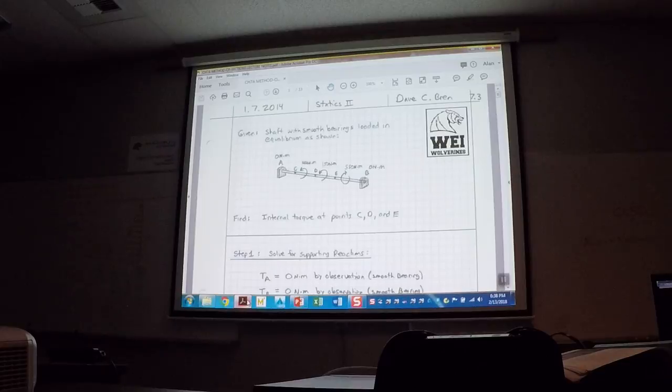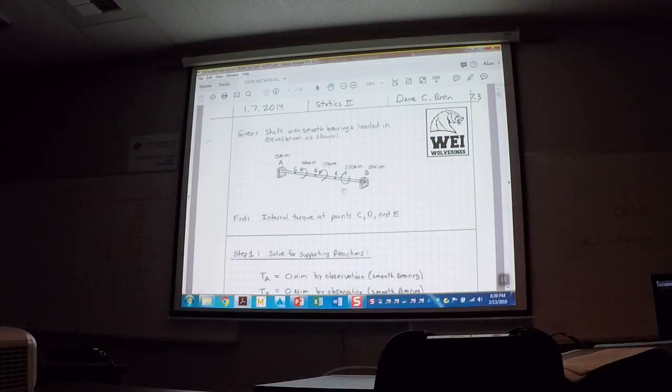So when I look at this end, let's read it: shaft with smooth bearings loaded in equilibrium as shown. Wait a second, so it's equilibrium. That means this thing's not moving. All the forces in one direction add up to all the forces spinning in the other direction. In addition, these bearings on the end are not providing any resistance at all. They are allowed to smoothly rotate.